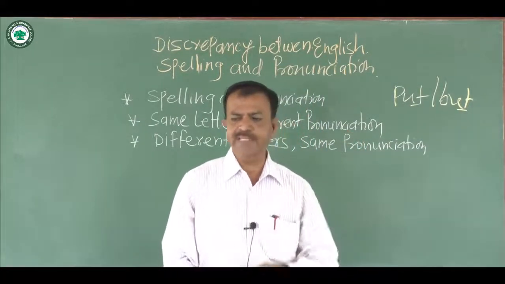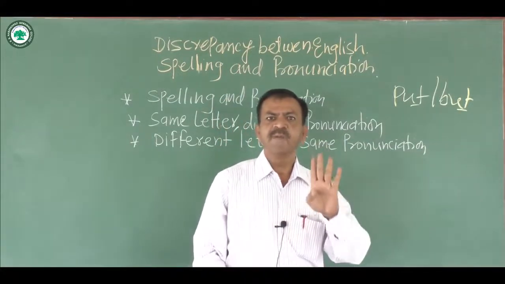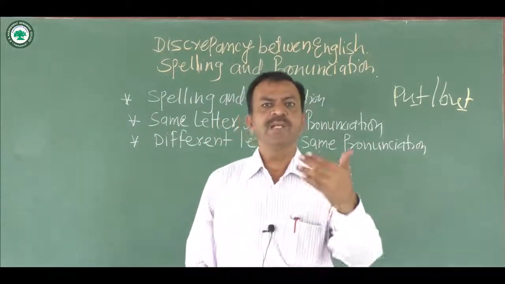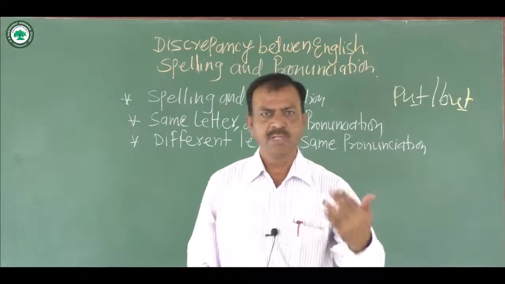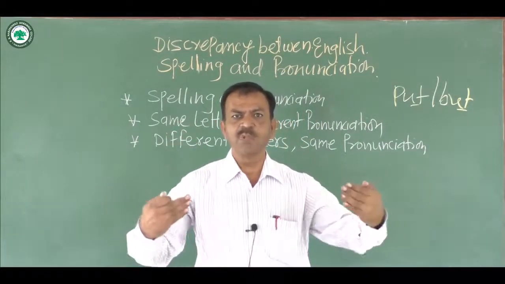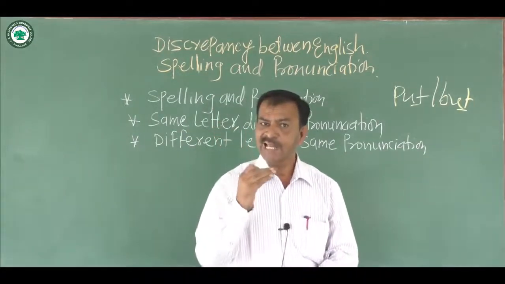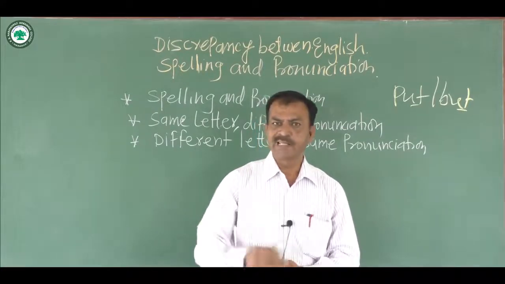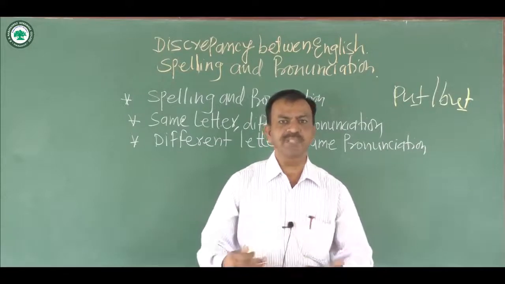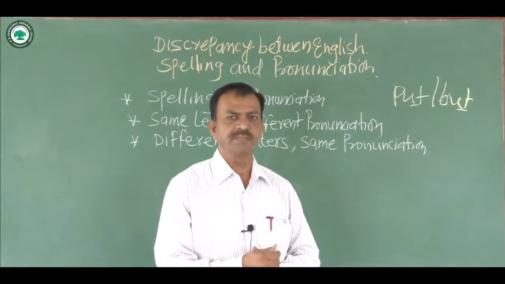In short, we can say that in English there are 44 sounds, but there are only 26 letters. So 26 letters and 44 sounds. There is no one-to-one equation, we can say. This scarcity of letters makes English pronunciation more and more difficult and challenging.